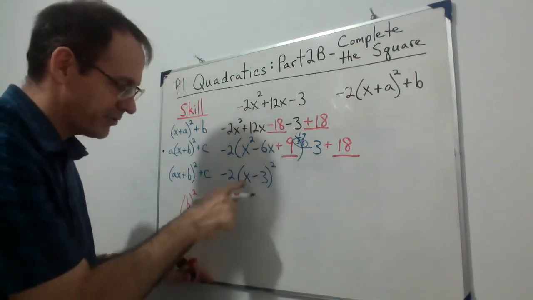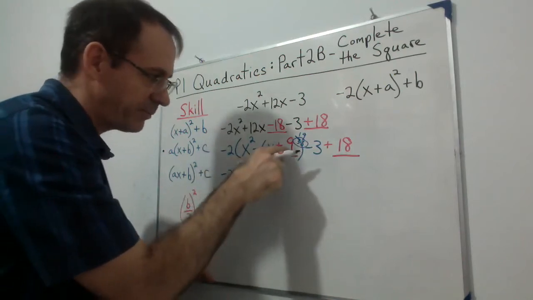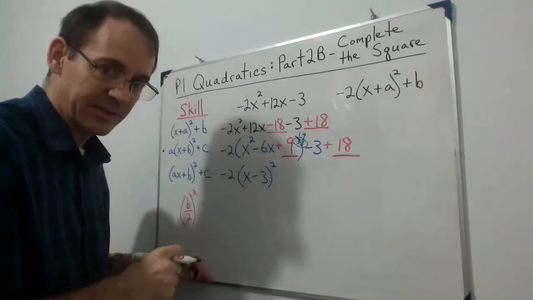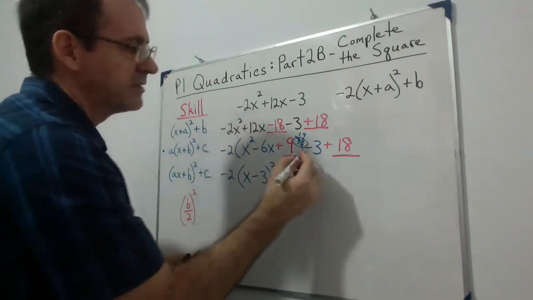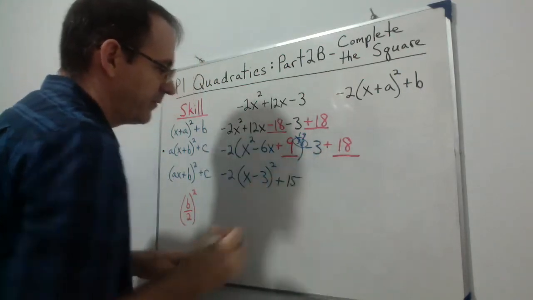You can always double check. X times x is x squared. -3 times -3 is +9. -3x and a -3x is -6x. So make sure you're kind of double checking yourself to make sure it works. -3 and 18 is a +15.